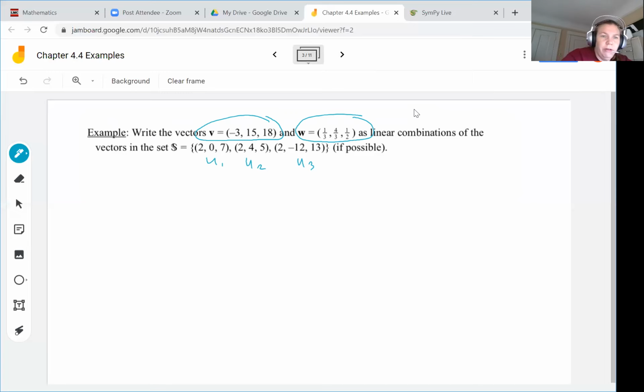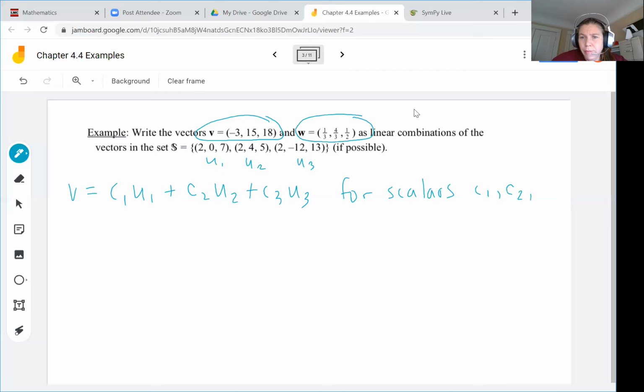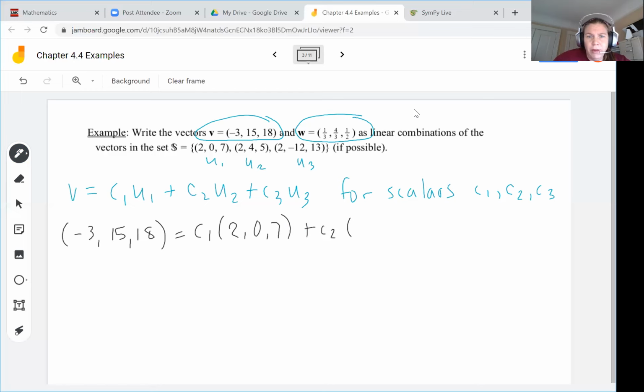So for V, we need to solve V equals C1 U1 plus C2 U2 plus C3 U3 for these scalars C1, C2, C3. Okay, so I'm going to plug in our vectors here. So our equation is going to be -3, 15, 18, that's vector V, equals C1 times 2, 0, 7. That is the vector we're calling U1, plus C2 times 2, 4, 5. That's the vector we're calling U2, plus C3 times 2, -12, and 13. That's the vector we're calling U3.